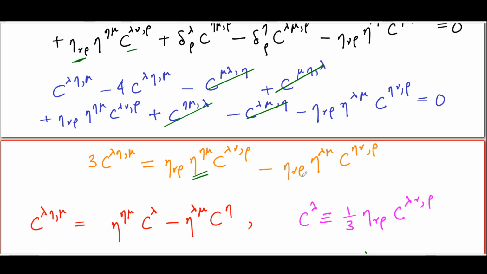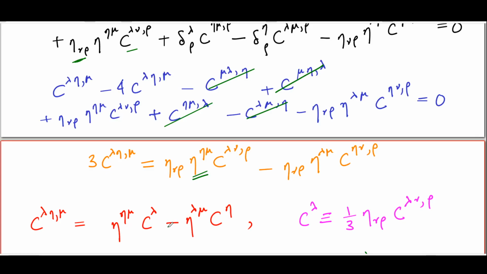And you notice that a very similar thing happens in the next term. After you take the eta lambda mu out, you have a contraction of the last two indices on the C. And so this is going to be C eta. So this is the form in which I can write down C lambda eta comma mu.